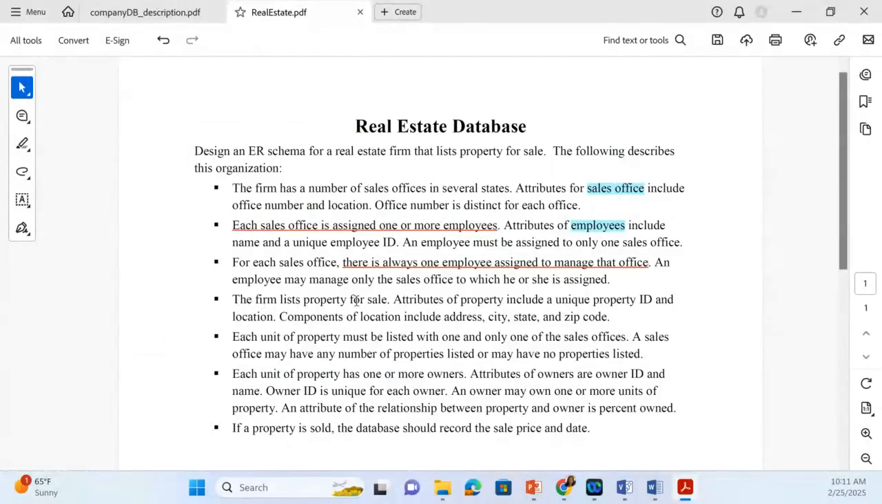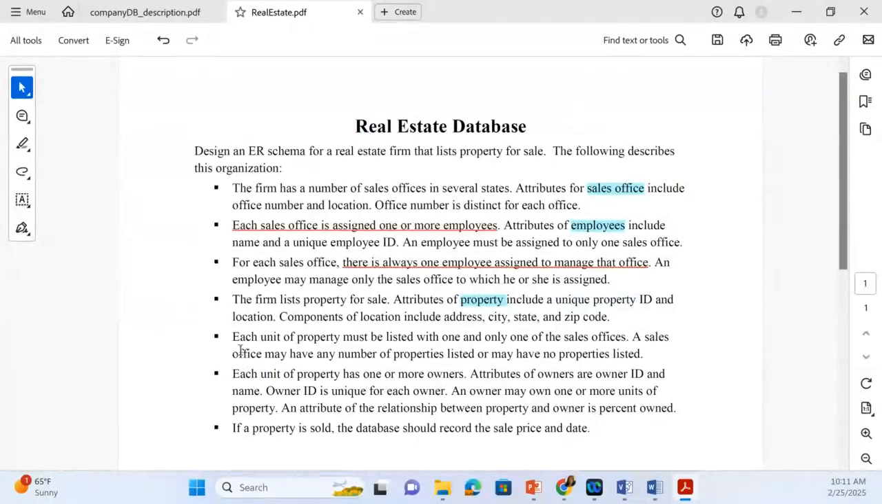The form lists property for sale, and there are attributes of property. Once again, that indicates we need to model the property as an entity type, as it has several attributes. Some attribute is unique, which indicates the potential primary key for the property.